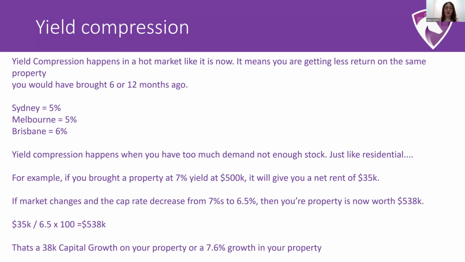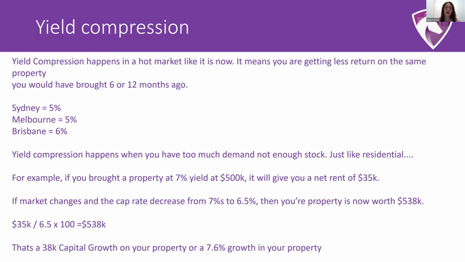Also, because of how COVID has changed the way the different states behave, a lot of people have stopped investing in Victoria for the moment, and they've shifted that into Queensland. So it made Queensland super hot and made the yield compression really fast.